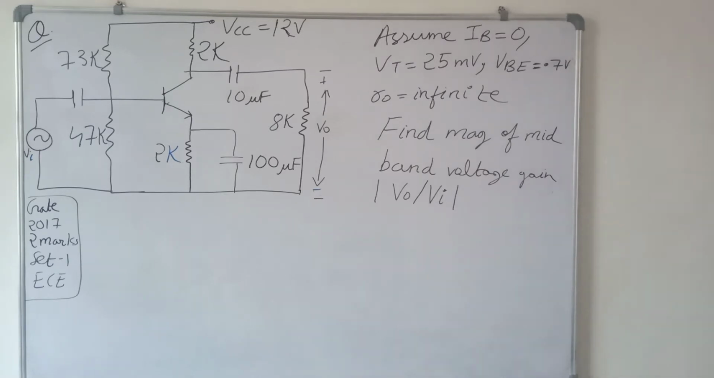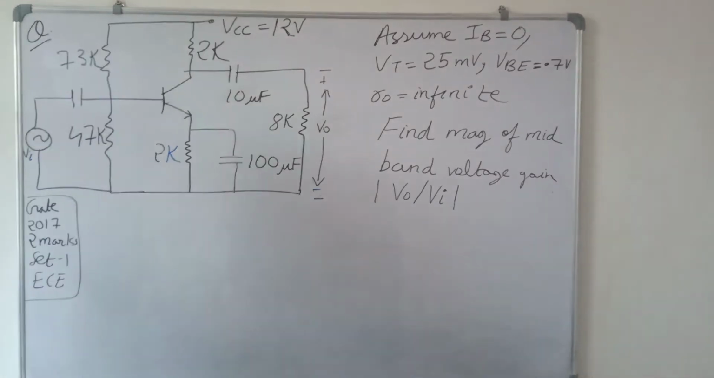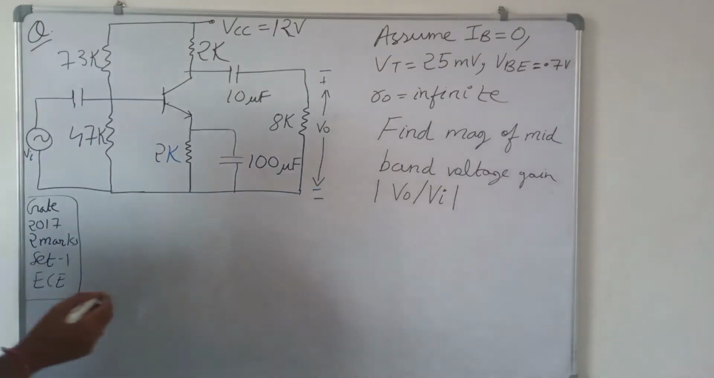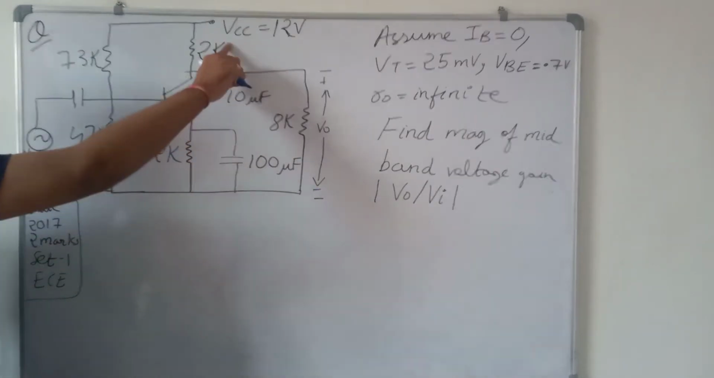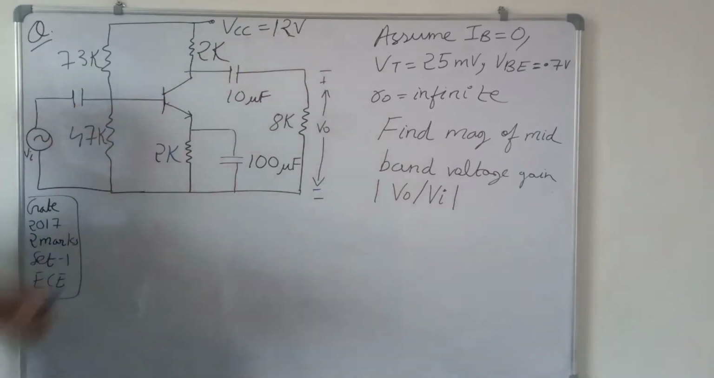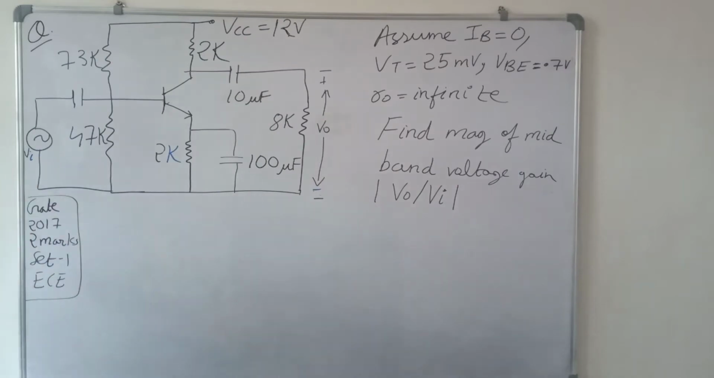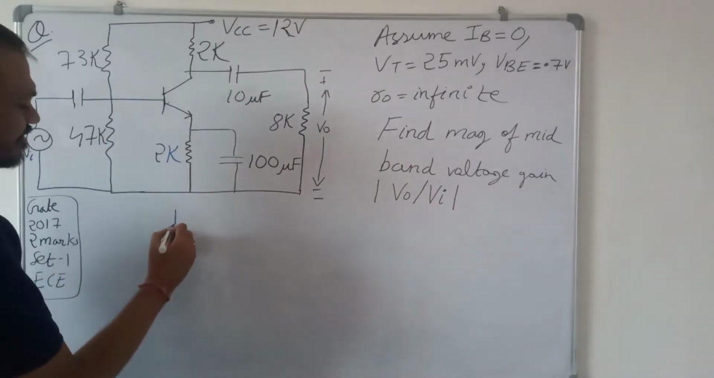To find the mid-band voltage gain, first we have to find the collector current, and to find the collector current, first we have to find the emitter current, and emitter current can only be found by using DC analysis. So in DC analysis, we open circuit the capacitors. When we open circuit the capacitors, the circuit will look like this.